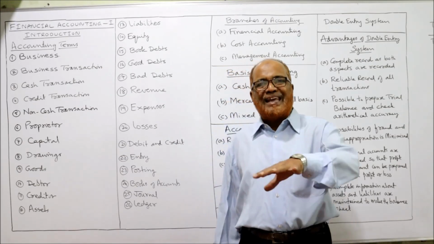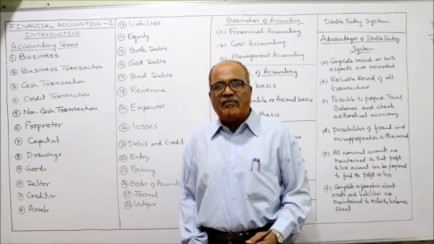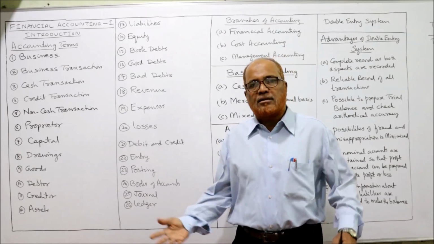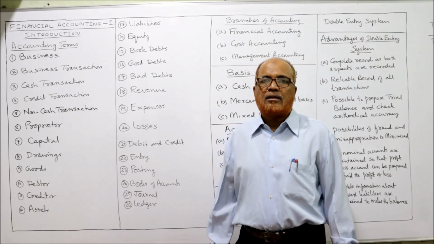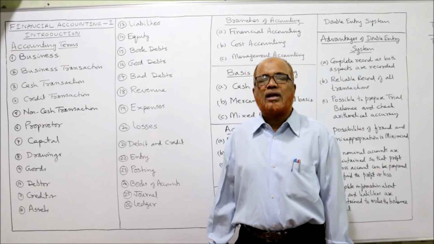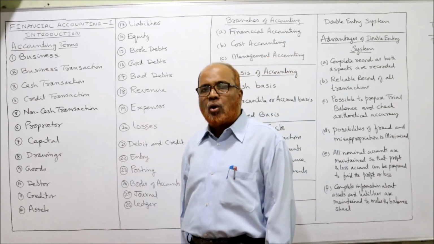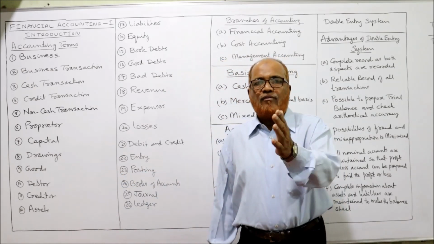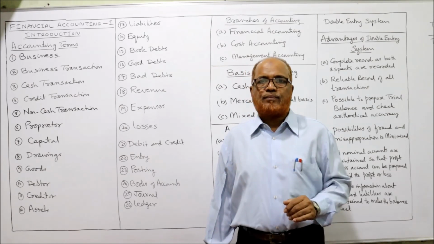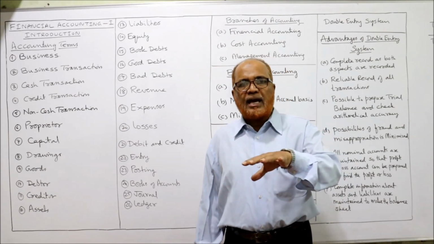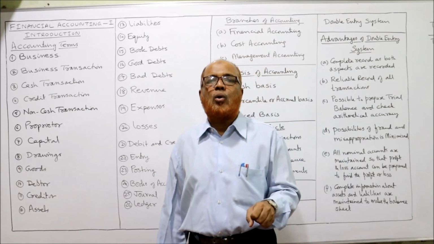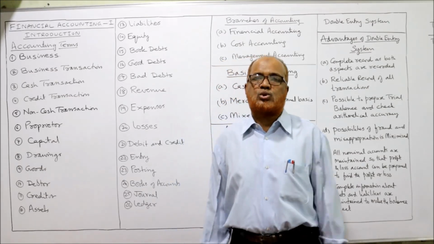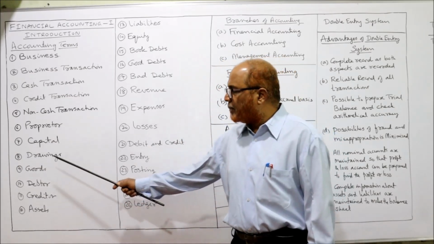Capital does not mean that only cash has to be invested. Even if he has invested some assets, that is also called capital. The amount invested by the owner in the business is called capital. Drawings: the value of goods or cash which is withdrawn by the owner for his personal use.